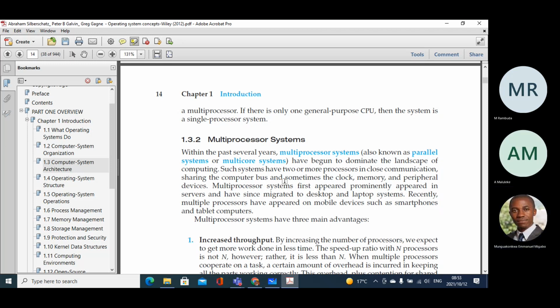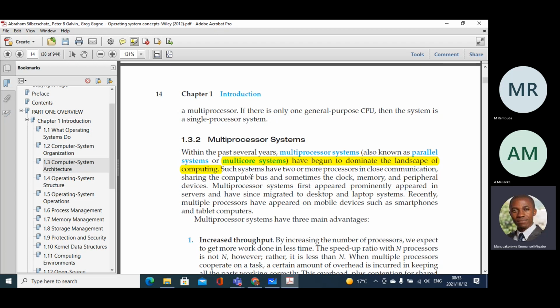Okay. So let's look at multiprocessor systems. Within the past several years, multiprocessor systems, also known as parallel systems or multi-core systems, I just mentioned it now, have begun to dominate the landscape of computing. Such systems have two or more processors in close communication. So a multiprocessing system consists of having more than one CPU that interact in achieving the task.